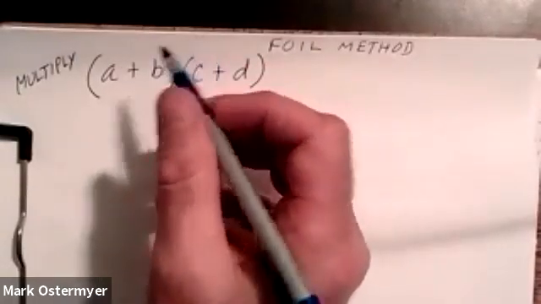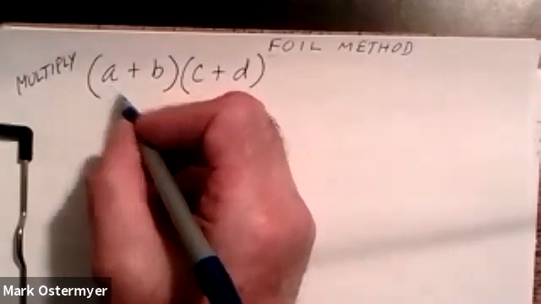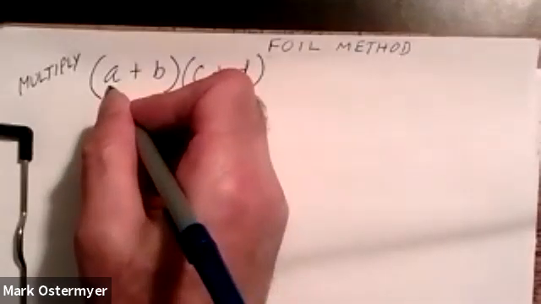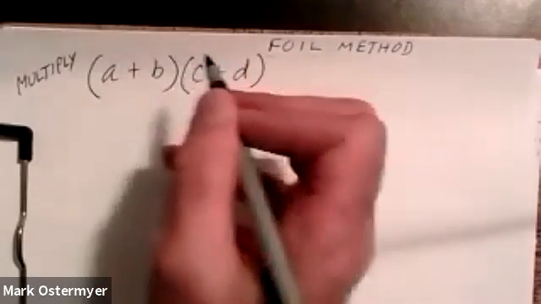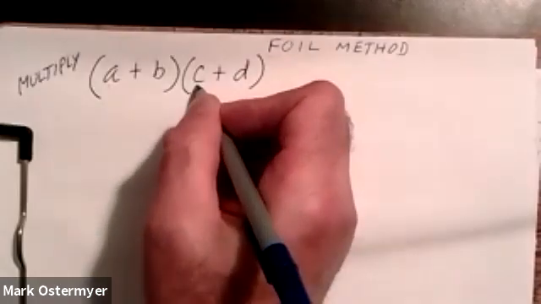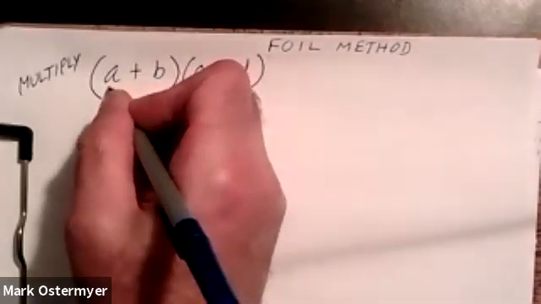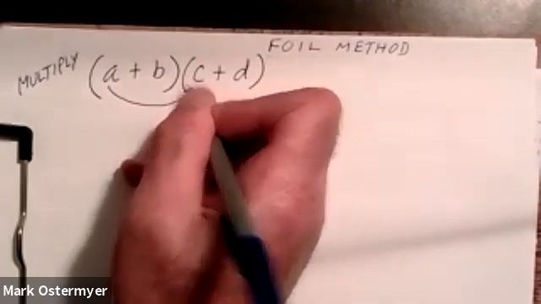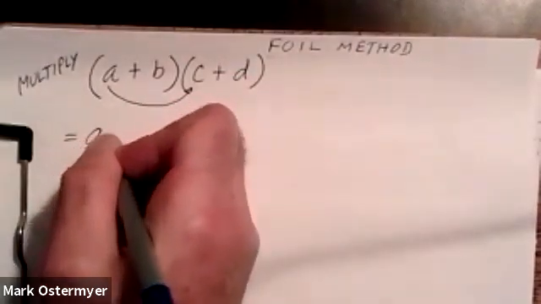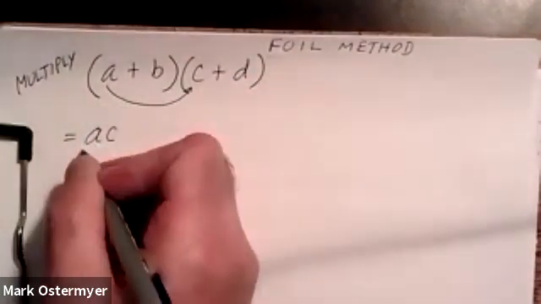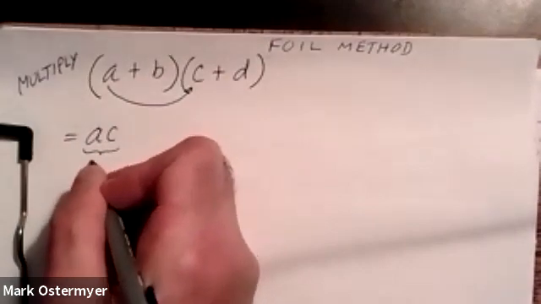We start off by taking the product of the first terms of our binomial. So A, being the first term of the first binomial, gets multiplied by the first term of the second binomial, C. So A gets multiplied by C. A times C is AC. This represents the product of the first terms.